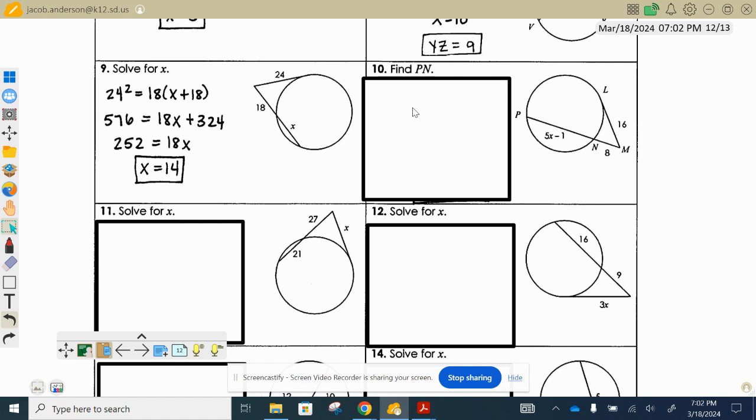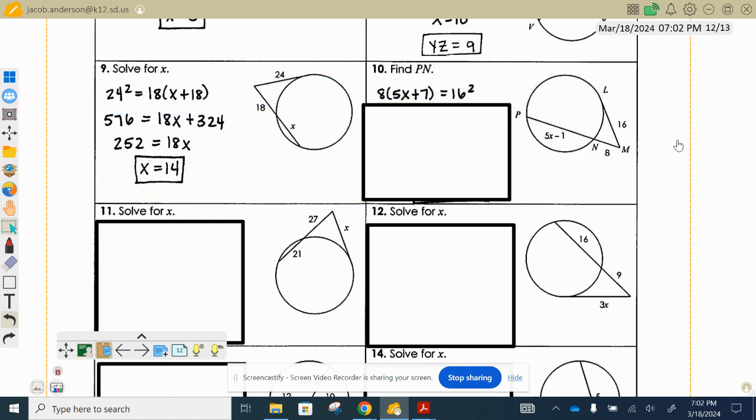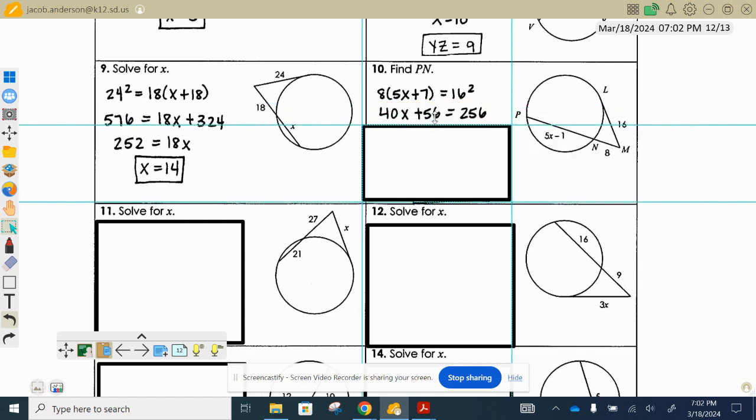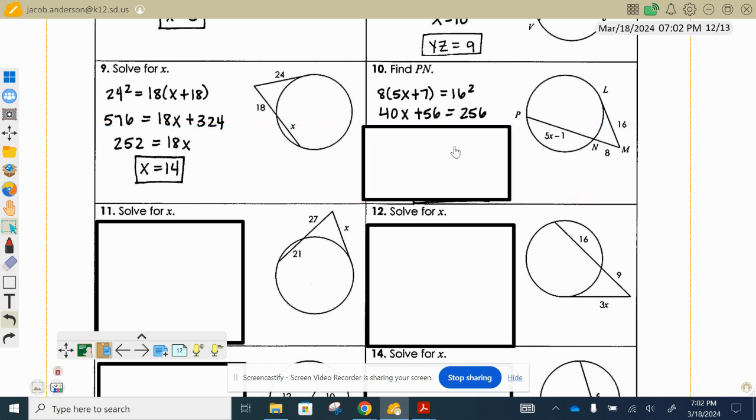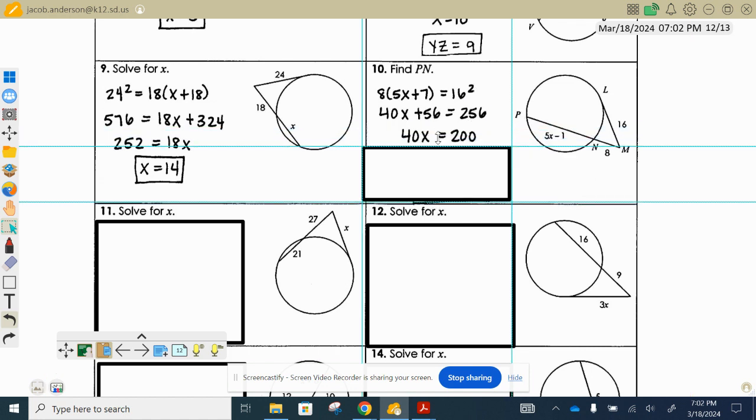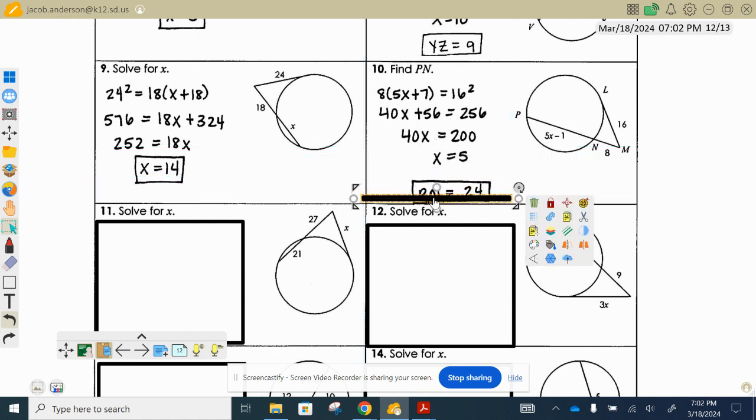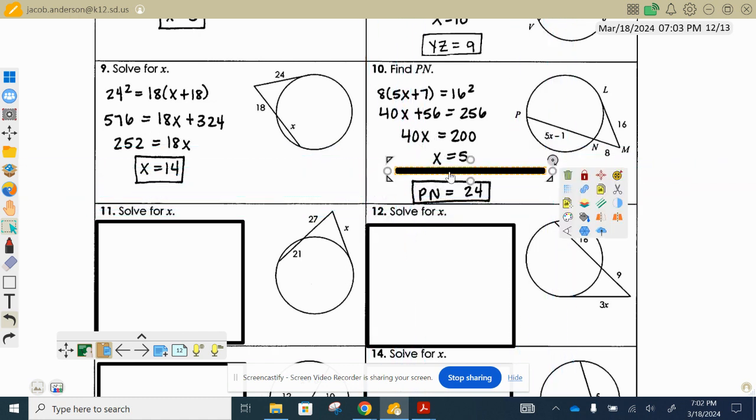Moving on to number 10, I'll have you guys pause and try to set it up for now. Just set it up. Go ahead, pause. Okay, coming back from the pause, we have this as our setup. Hopefully that's what you had. As you begin to solve it, you have the 40x plus 56. If I distribute that 8, I also squared the 16 to get 256. If I keep moving, subtract 56 from both sides, you should get x equals 5, which makes PN equal 24. So that would be it for number 10.